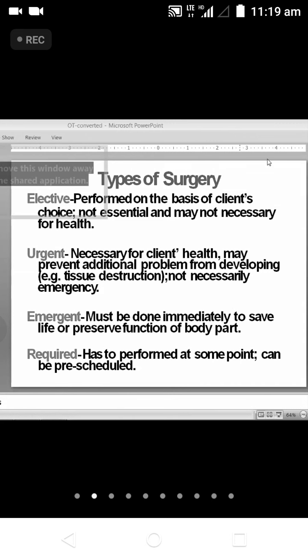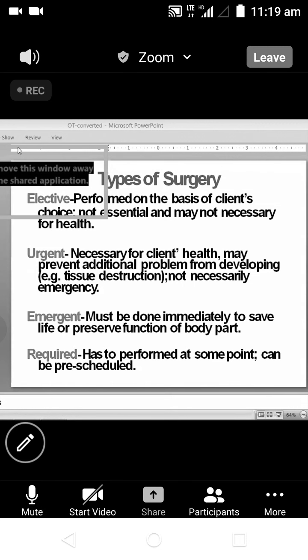So these are the types of, you are able to see the screen, right? The slides? Yes, ma'am. Yes, ma'am. Yes, ma'am.